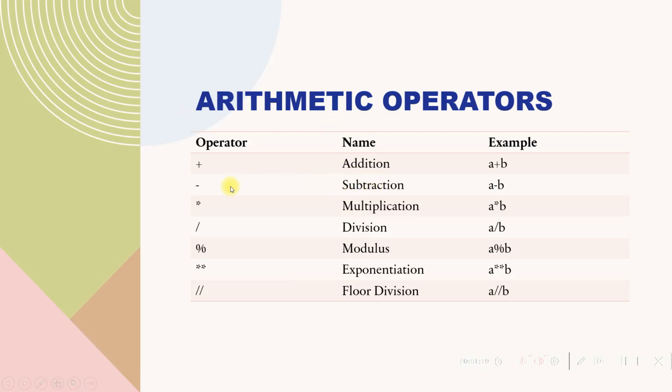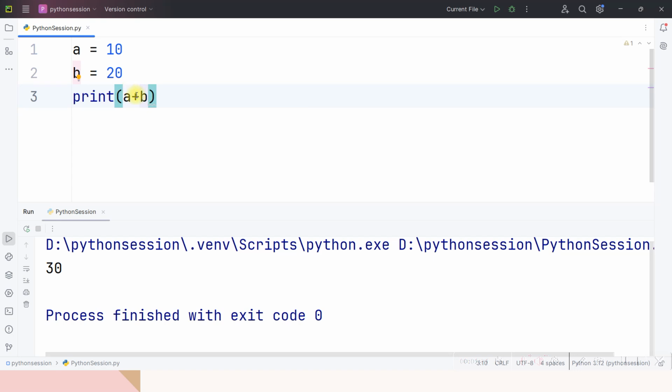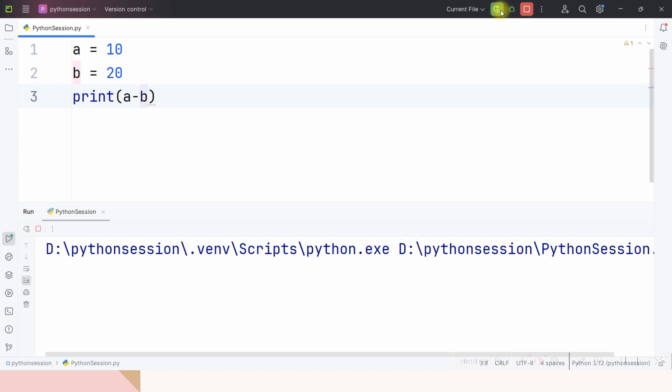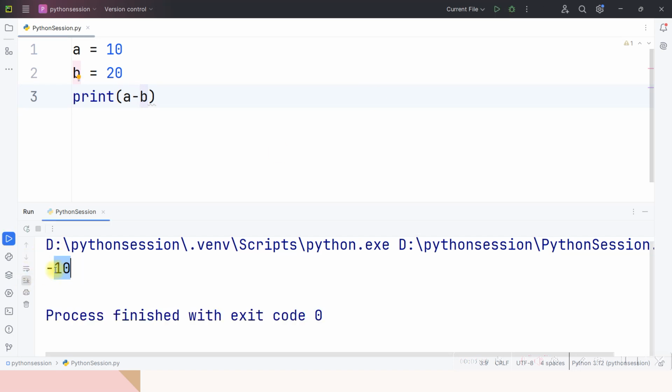You can see we are getting the response as 30, because 10 plus 20 becomes 30. Now the next operator is the subtraction operator. Here, instead of plus, we'll apply minus and run it again. Now we are getting the response as minus 10. Why? Because 10 minus 20 becomes minus 10.